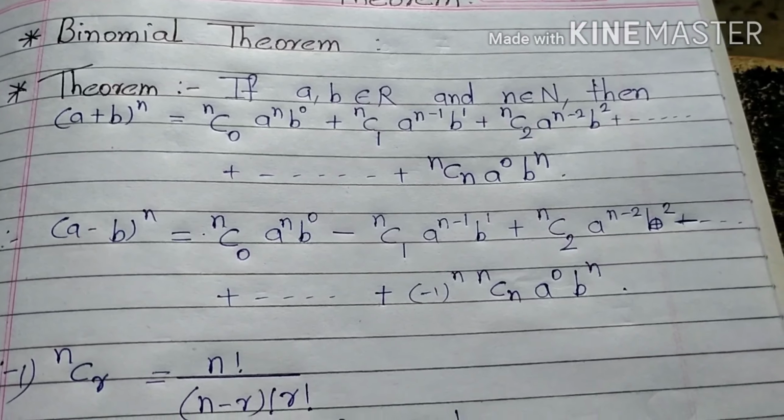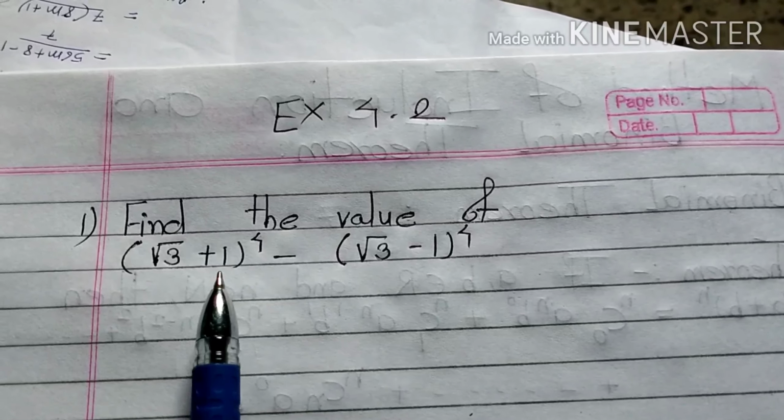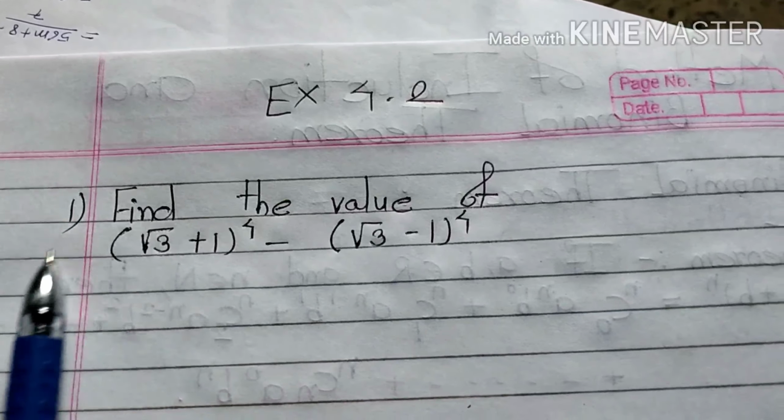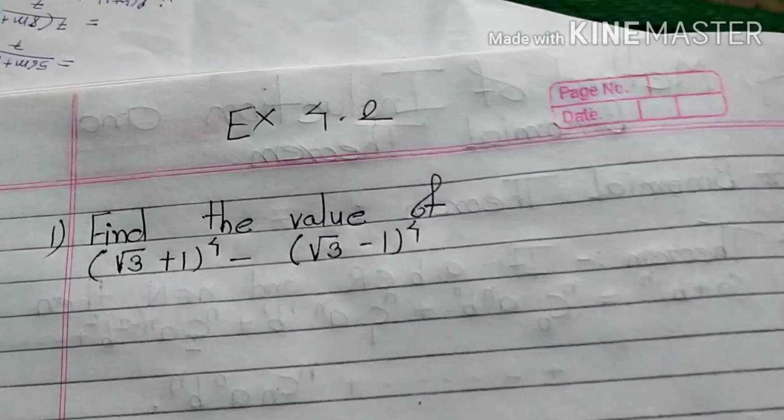Now we move toward our exercise 4.2. So our first example is find the value of. So we have to find the value of this expression. So we can find it one by one.